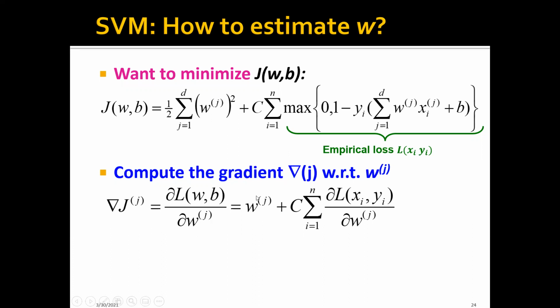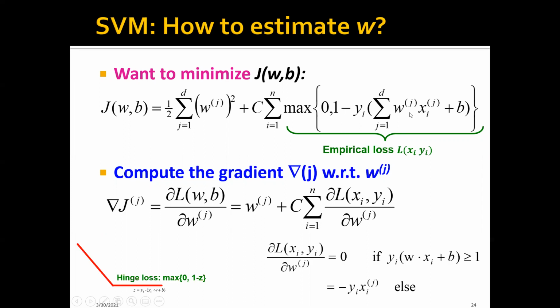So basically, we can compute the gradient as the sum of two terms. The first term, of course, is W, because this is W squared. Therefore, the gradient will be W. And the second term here would be the gradient of this empirical loss, L of xi, yi, with regard to Wj, which is the jth entry of W.